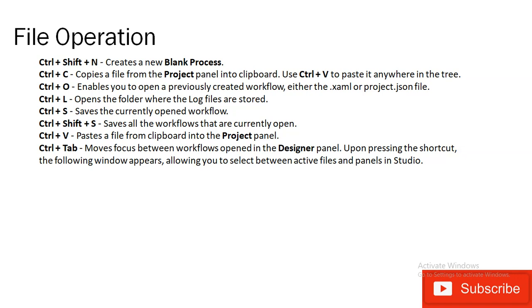If you want to copy any file from the project, just press Ctrl plus C and paste it with Ctrl plus V. Ctrl plus O will enable you to open a previously created workflow, either the XAML file or the project.json file. These operations are helpful when you are working with one set of workflows and you want to open a new set of workflows.